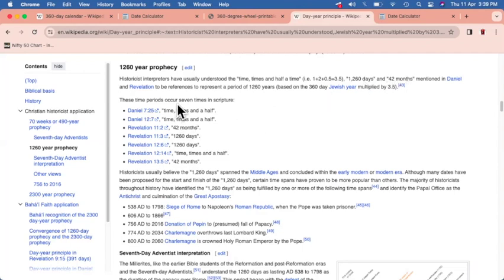Now there are various references which have been given. Time, times and a half, 42 months in the Revelations. In Daniel's, 1260 days is again given in the Revelations. Time, times and a half is given. 42 months has been given. So all these calculations do come into the picture. What we'll do is try to understand the interpretations of these 1260 days which have been given.